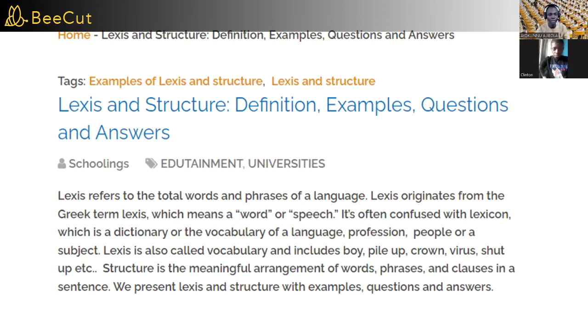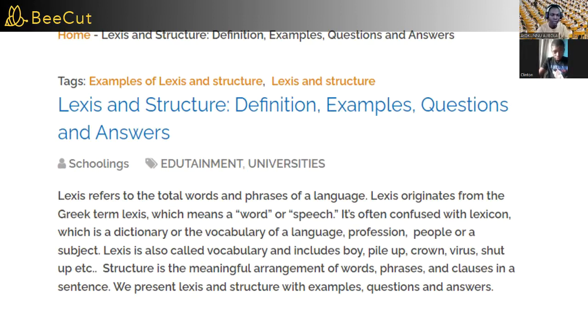Lexis originates from the Greek term lexis, which means a word or a speech, what to say. It's often confused with what they call lexicon, which is a dictionary or the vocabulary of a language or profession, or people or a subject. Lexis is also called vocabulary, and includes simple vocabulary such as boy, pile up, crown, virus, shut up, and so on. So we say lexis refers to the total words and phrases of a language.